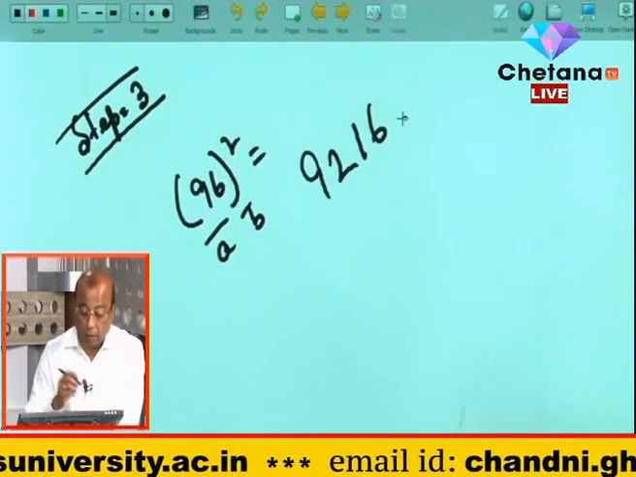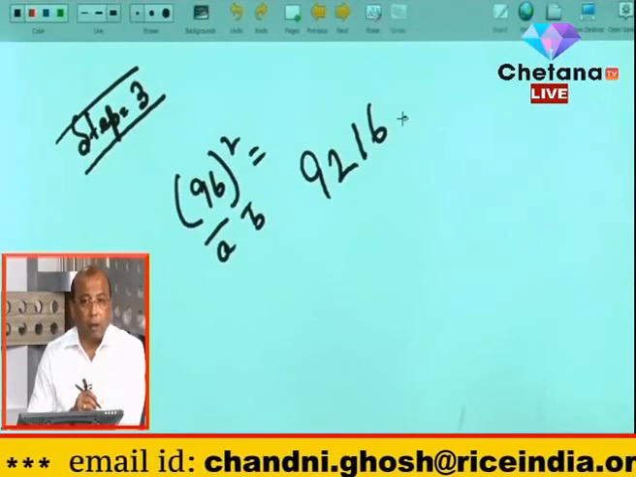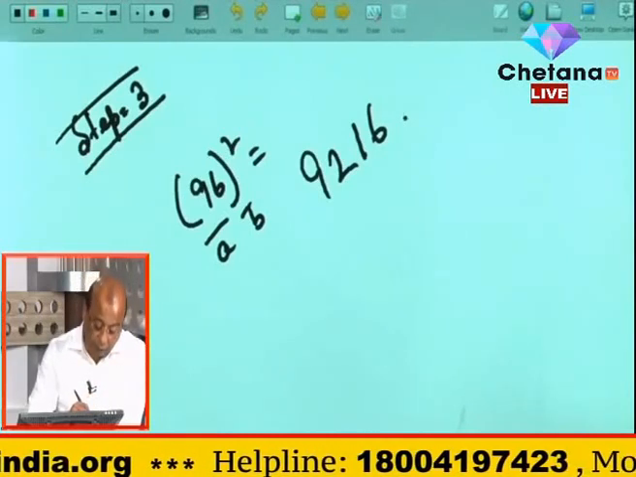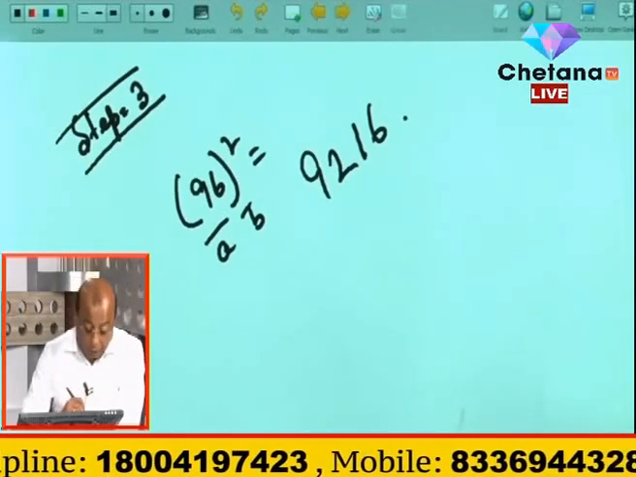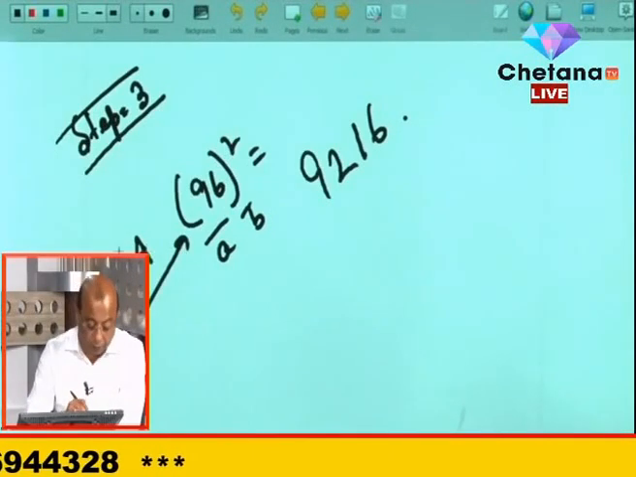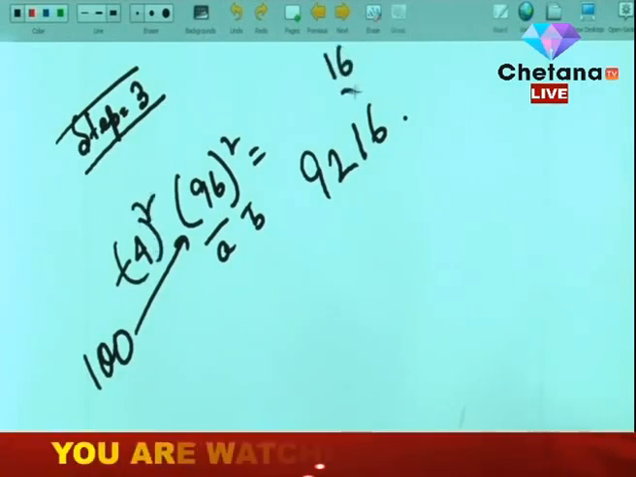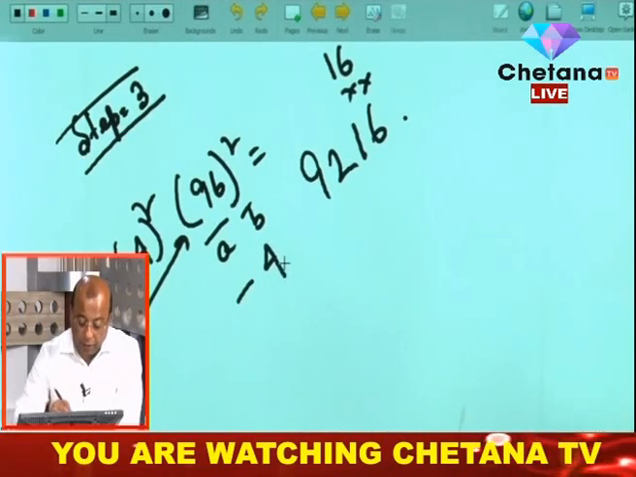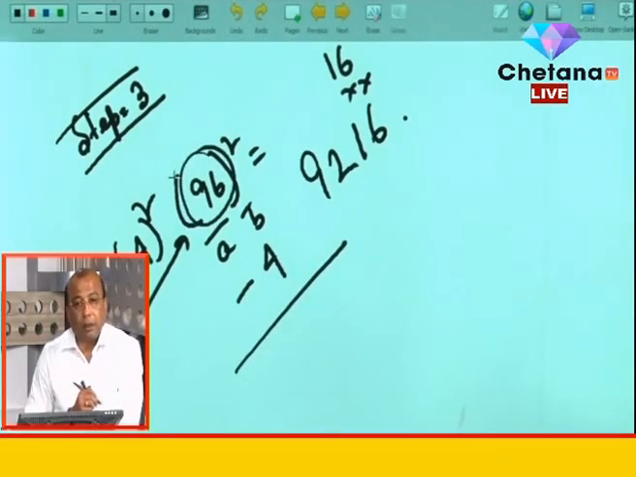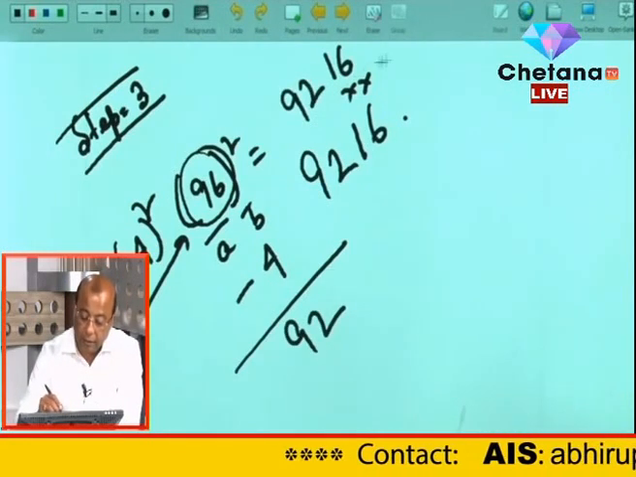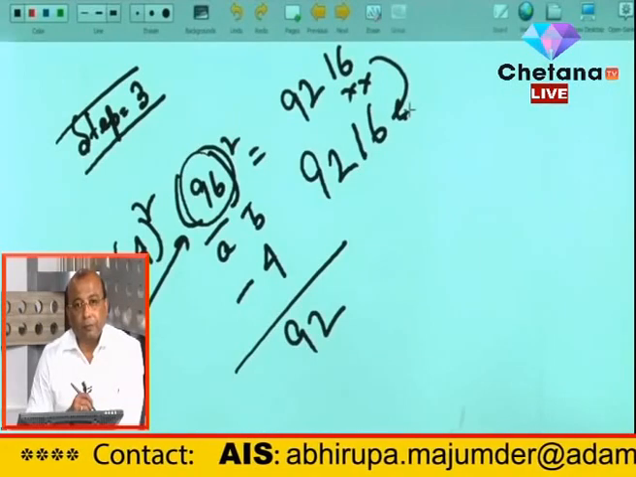Right? But we can use step 3 in an easier way. How is it possible? Again, we will consider the 100. How much less is this number? That is 4. We will make the square of that 4, that is 16. We will put 16 here. Now how much less is this number? 4. We will subtract it from the original number. The original number is 96, less 4, that is 92. Same answer. Right?